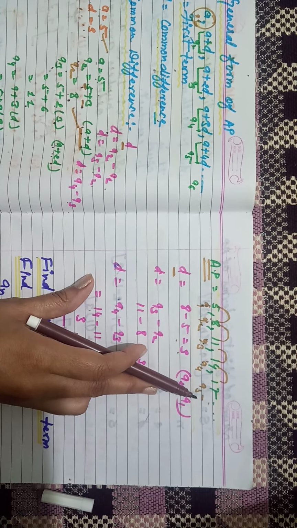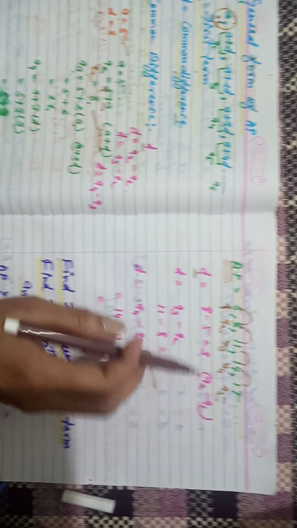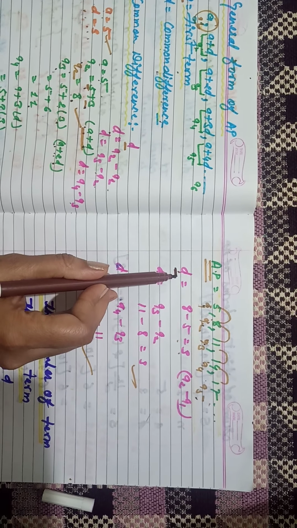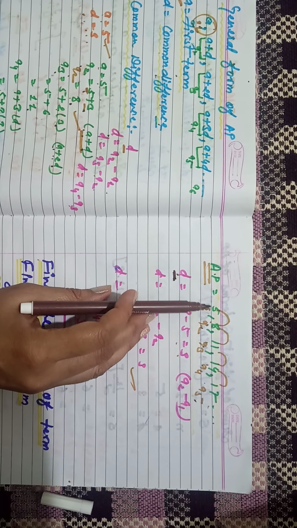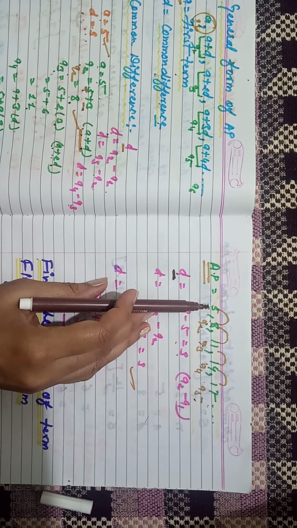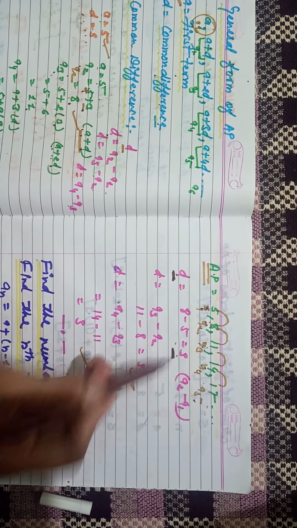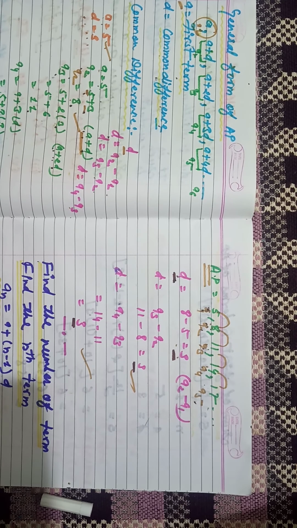Or if the AP is given, then you can easily find d, the common difference, by using the formula: successive term minus previous term, or a2 minus a1, a3 minus a2, a4 minus a3. We can find it this way. The common difference is always a constant value.